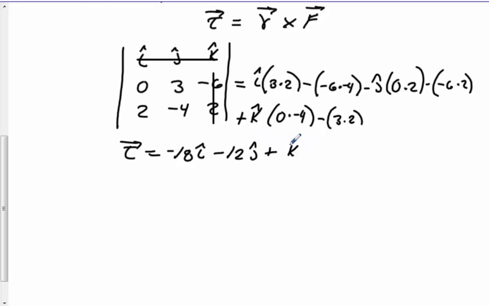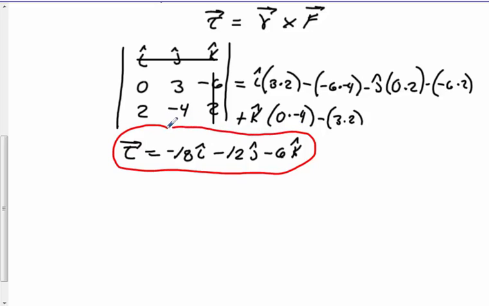plus k hat. I come over here, that gives me 0 minus 6. Okay, and that would be my answer using determinants to determine what my torque would be. And again, you can use that for angular momentum also.